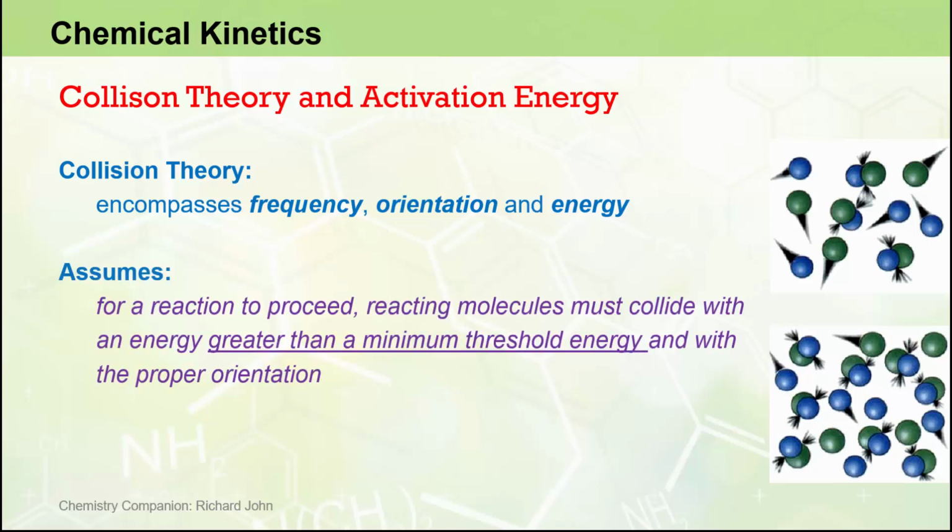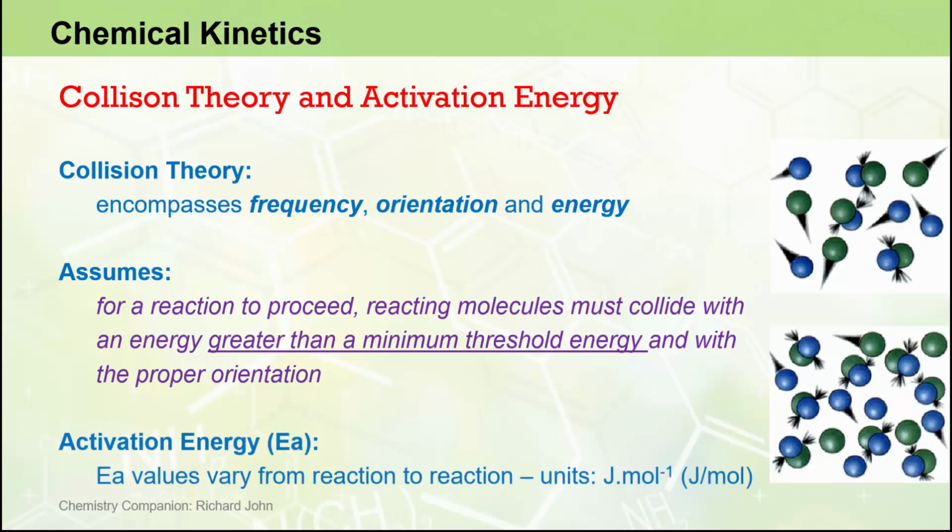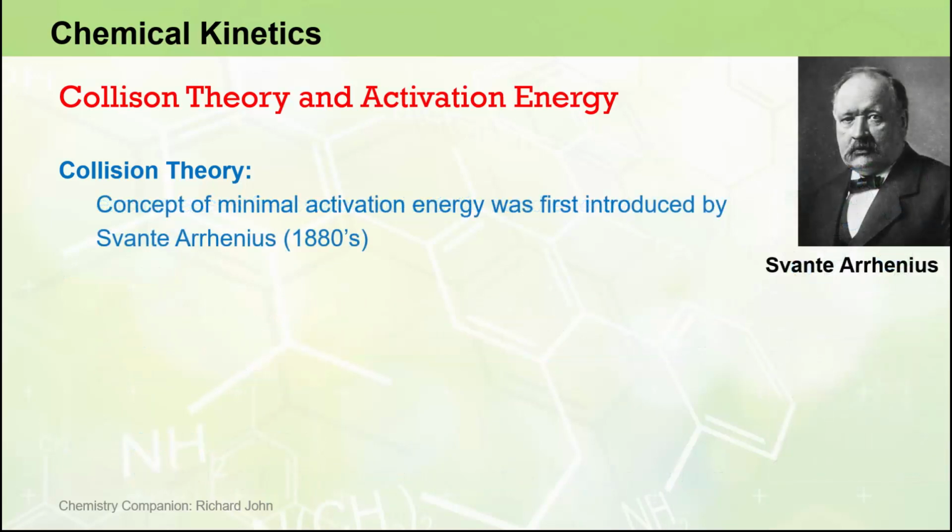Collision theory therefore encompasses collision frequency, the orientation of collisions, and the energy of collisions. It is a theory that assumes that, for a reaction to proceed, reacting molecules must collide with an energy greater than a minimum threshold energy and with a proper orientation. The minimum threshold energy that must be overcome for a reaction to occur is called the activation energy, E_A. The magnitude of the activation energy varies from reaction to reaction and has the units of joules per mole of reactant. The notion that molecules must possess a certain minimal activation energy in order to react was first proposed by Swedish chemist Svante Arrhenius in the 1880s.